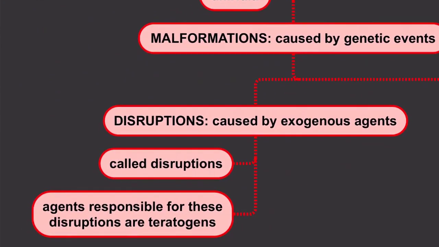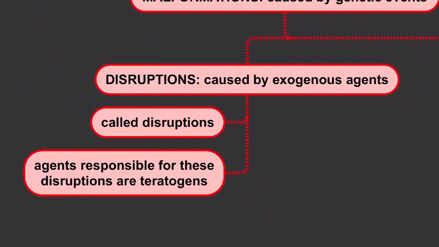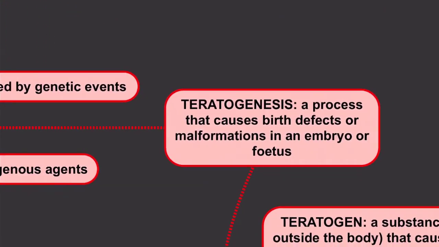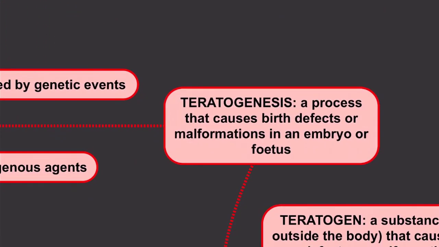Second part is called disruptions. Disruptions are the birth defects which are caused by external agents, and the agents responsible for these disruptions are called teratogens. So teratogenesis is actually developmental disruption by exogenous agents, not by genetic events. And this is the definition given in all the medical developmental biology books and all the modern embryology books like the one by Scott Gilbert.